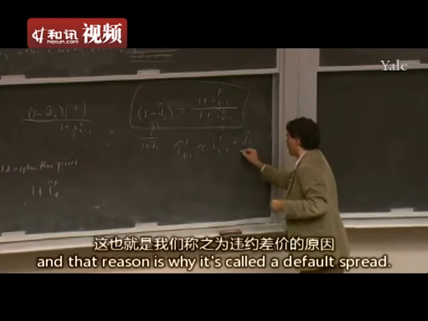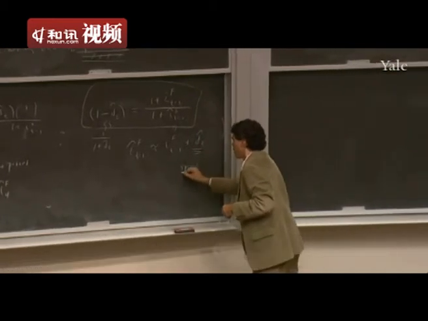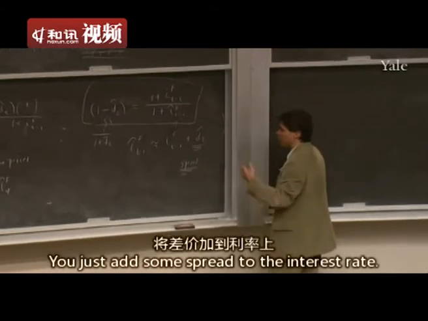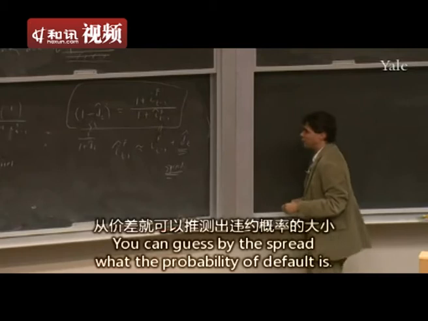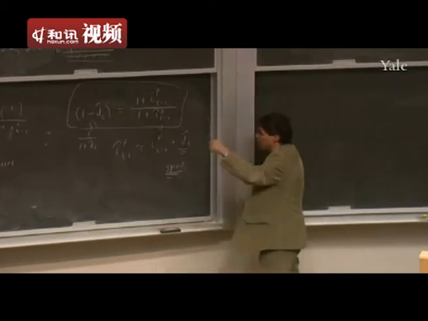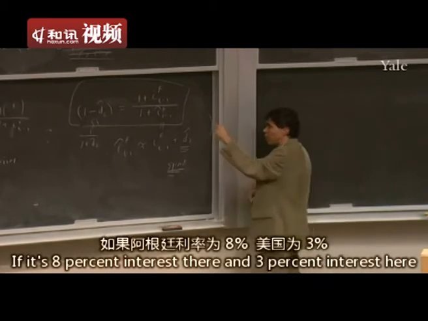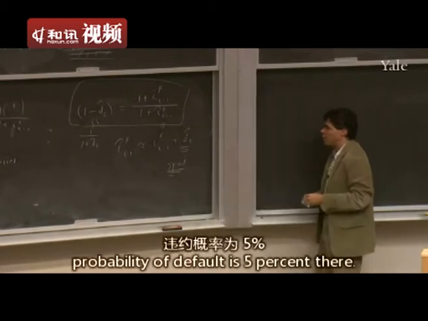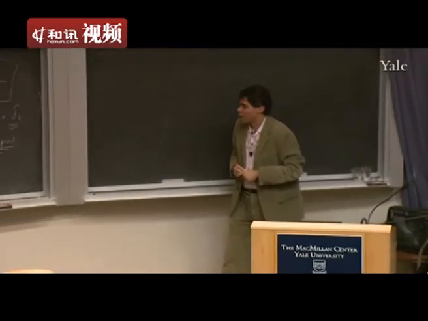And that is why it's called a default spread. You just add some spread to the interest rate, and you can guess by the spread what the probability of default is. If it's 8% interest there and 3% interest here, somebody must think the probability of default is 5% there. That's it. Okay.